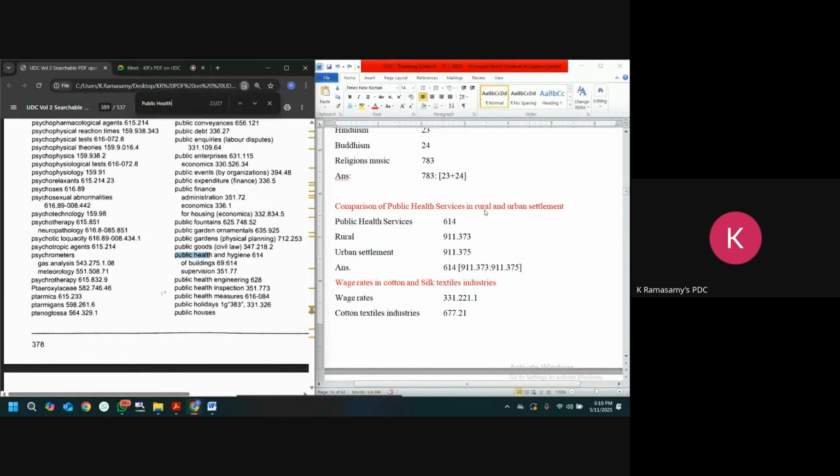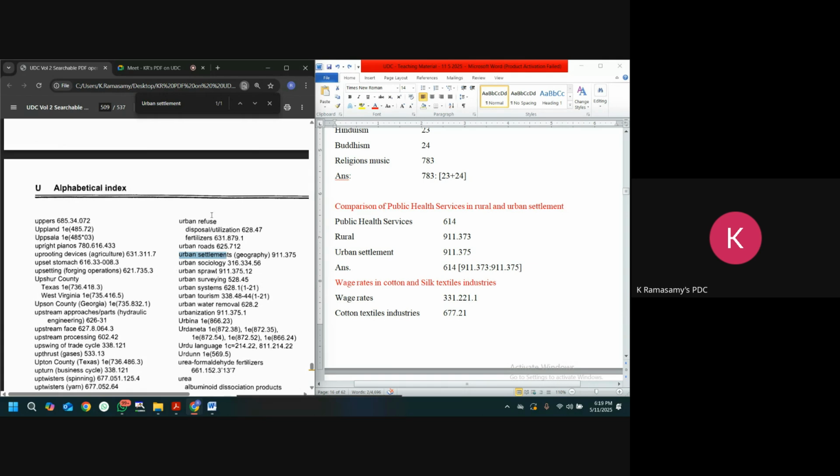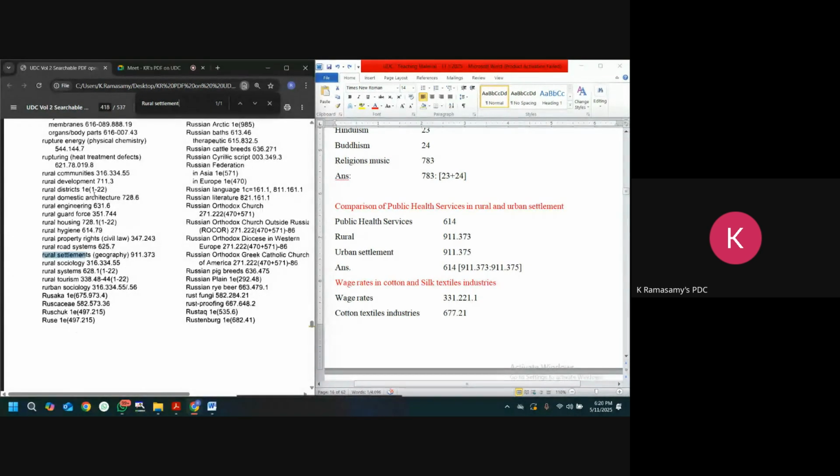Now I need numbers for rural settlement and urban settlement. Let me try urban settlement first, where urban culture is there. Only one number is there for urban settlement. What is the number? 911.375. I have noted it down. Then I go for the number for rural settlement. Only one number is there. Rural settlement number is 911.373. So I have found the numbers for rural settlement and urban settlement.